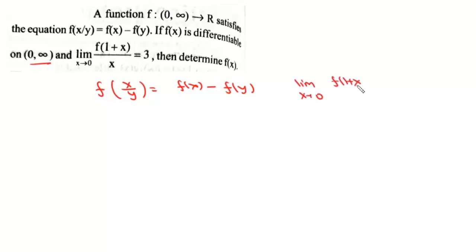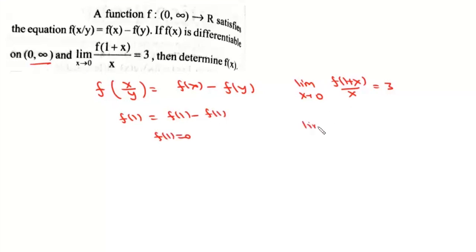Now the question is, a function is defined as f of x upon y is equal to fx minus fy, and if f is differentiable on 0 to infinity and this limit x tends to 0, f1 plus x upon x is equal to 3, then determine the value of fx. Now if we put x and y as both 1, we'll get f1 equals f1 minus f1. That means value of f1 must be 0.